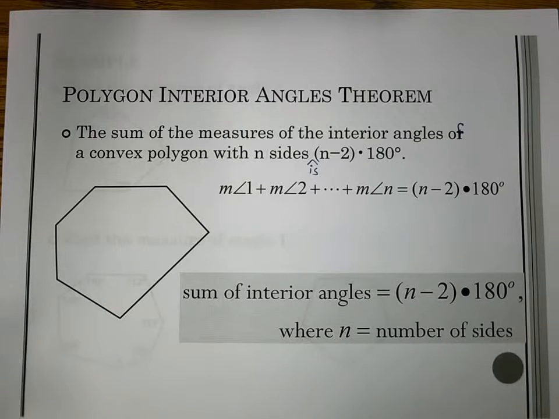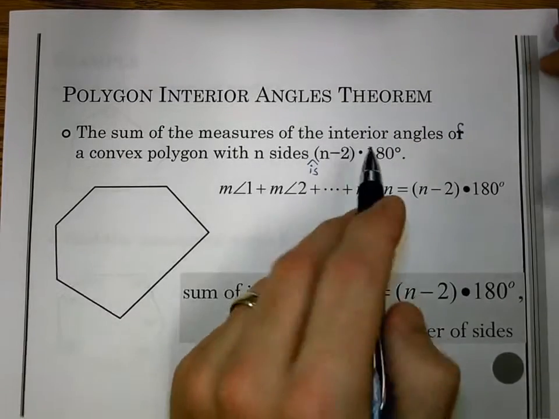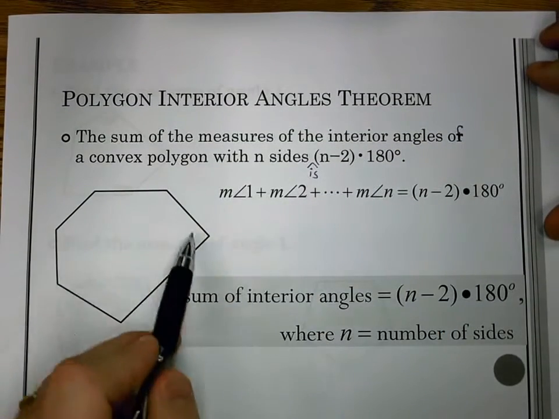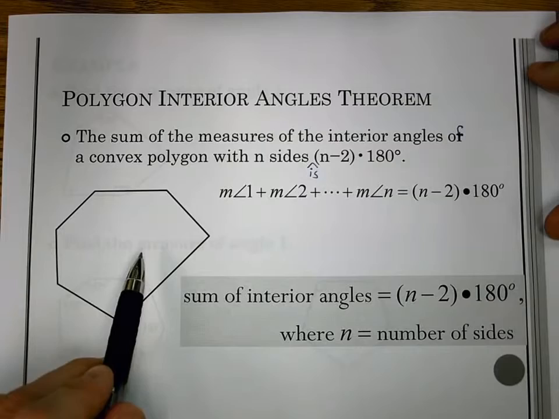And this tells us that the sum of the measures of the interior angles of a convex polygon with n sides is n minus 2 times 180. Now, first off, when we talk about interior angles, we're talking about the angles on the inside of the polygon.